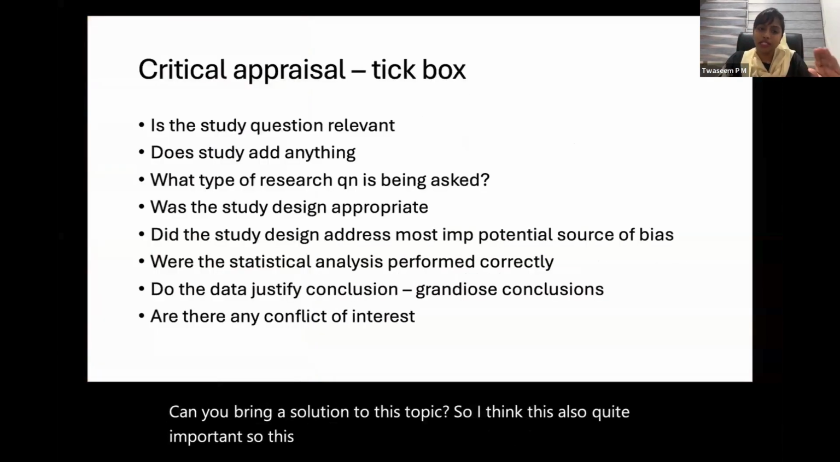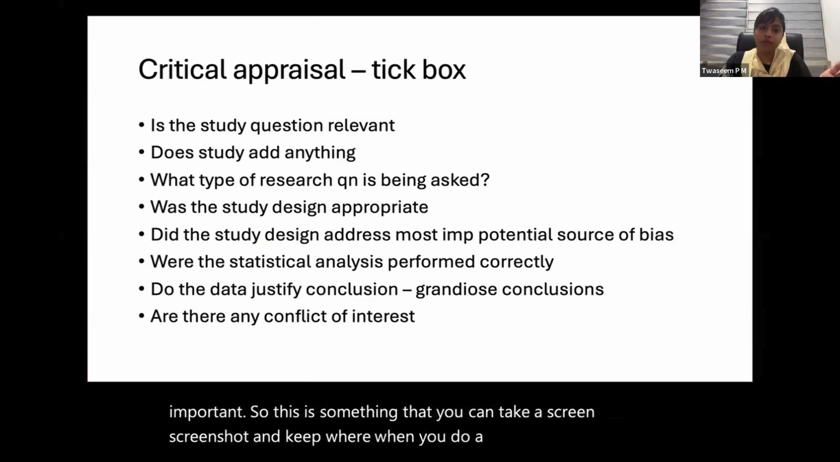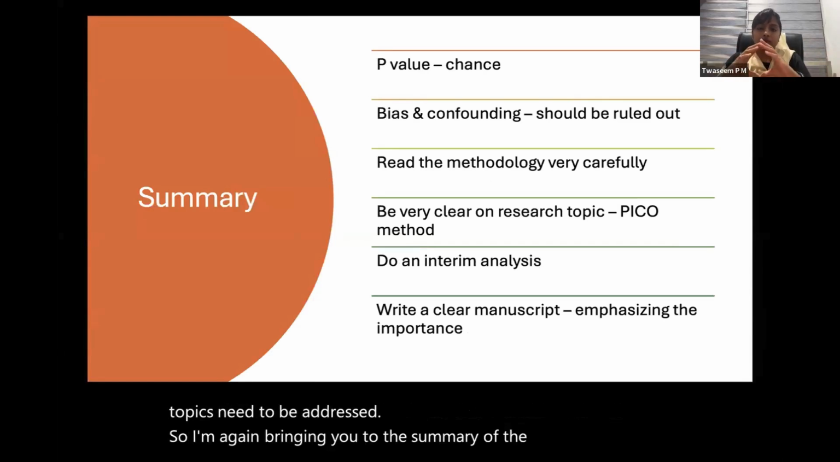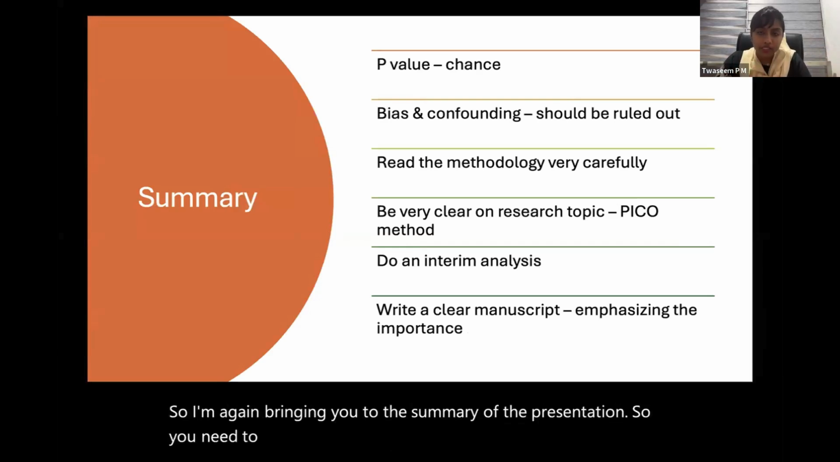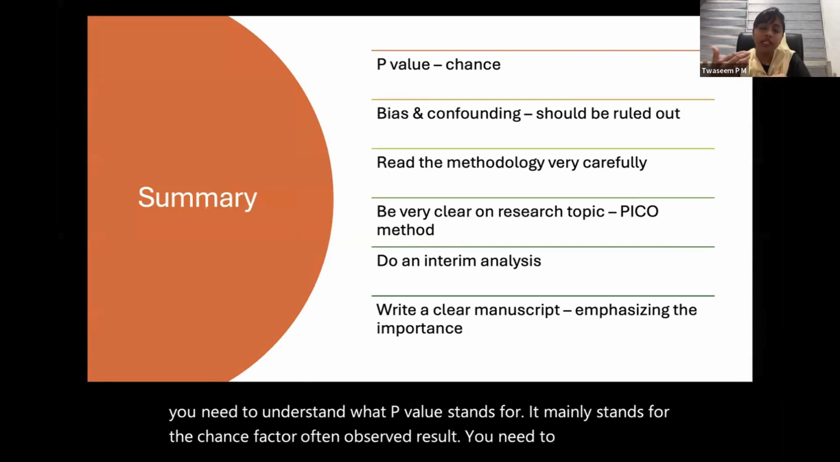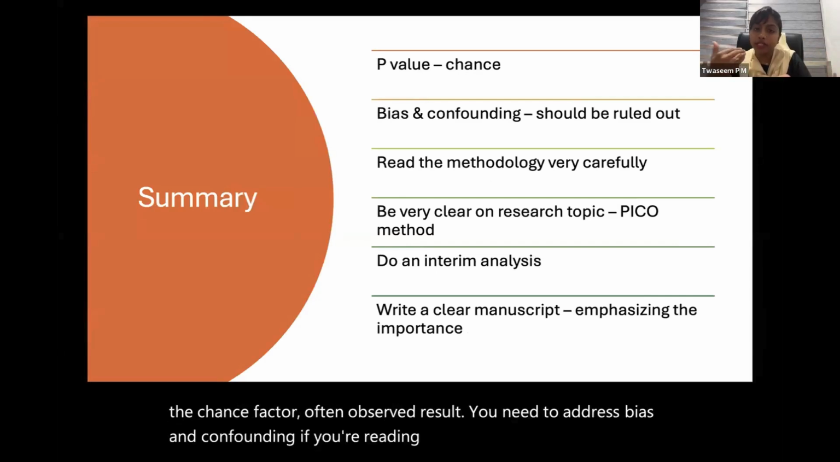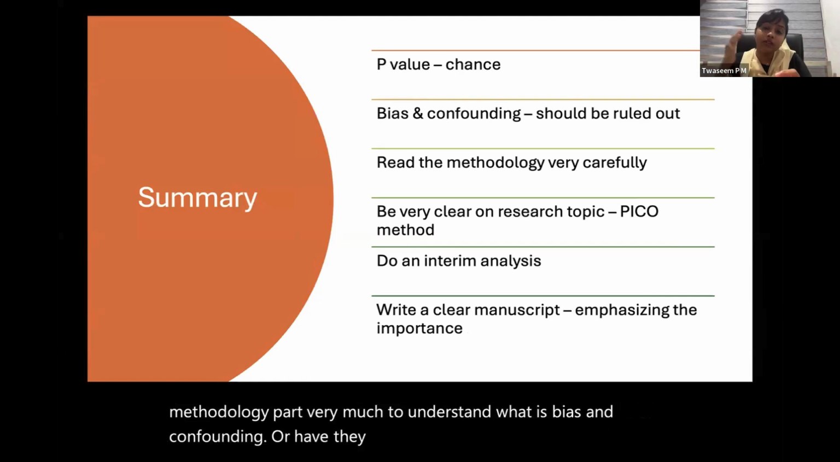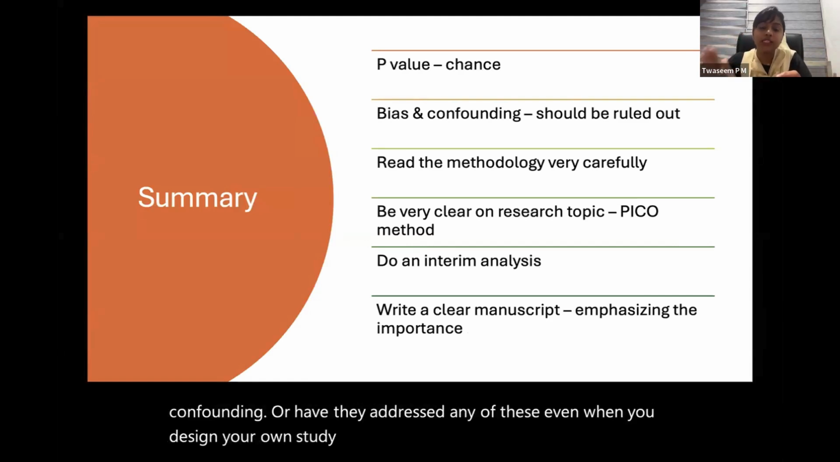So this is something that you can take a screenshot of and keep, where when you do a critical appraisal, these topics need to be addressed. So I'm again bringing you to the summary of the presentation. You need to understand what p-value stands for. It mainly stands for the chance factor of the observed result. You need to address bias and confounding. If you're reading a paper, you need to read the methodology part very carefully to understand what is bias and confounding, or whether they have addressed any of these. Even when you design your own study, you need to keep that in mind.